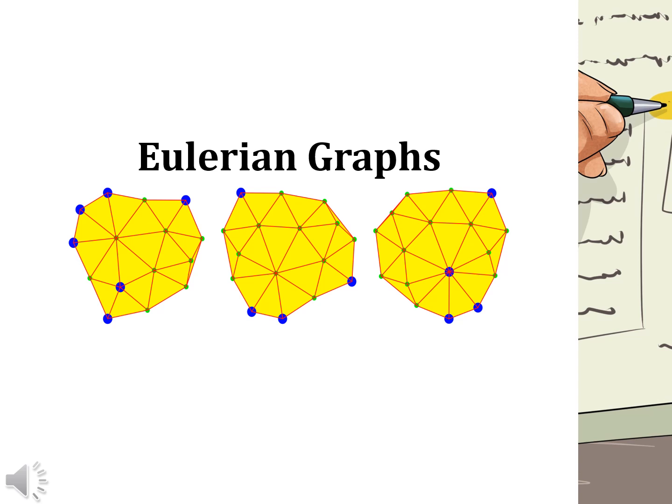Eulerian graphs, an important concept in graph theory that originated from a very famous real-world problem, the Königsberg Bridges Problem. Eulerian graphs help us understand how we can traverse every edge of a graph exactly once, and they form the foundation of many routing and network applications.